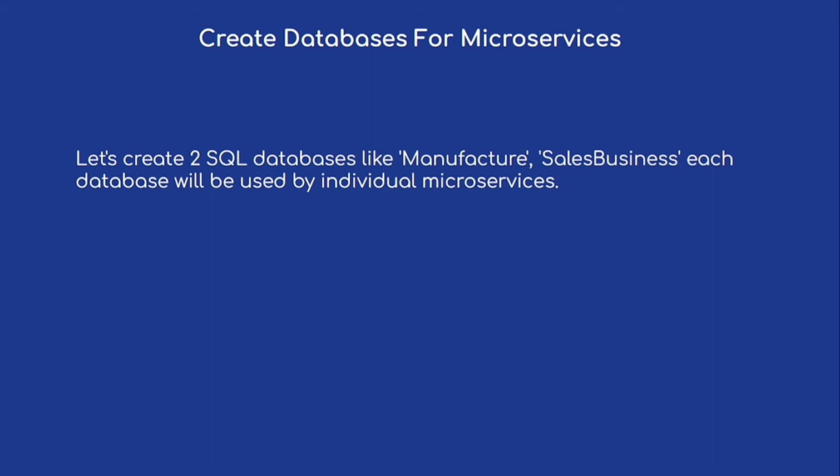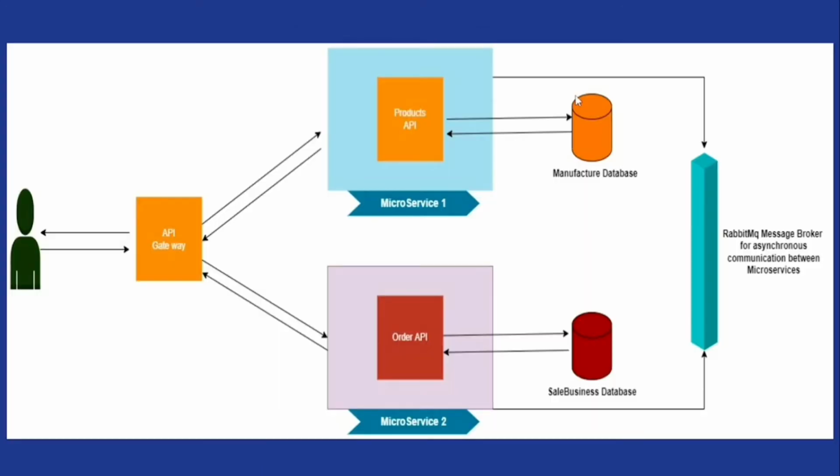So, create databases for the microservices. Let's create two SQL databases, manufacturer and sales business. If you want to use MongoDB, you can use that as well, or any database you want. I am using just a SQL database. Each database will be used by the respective microservice.